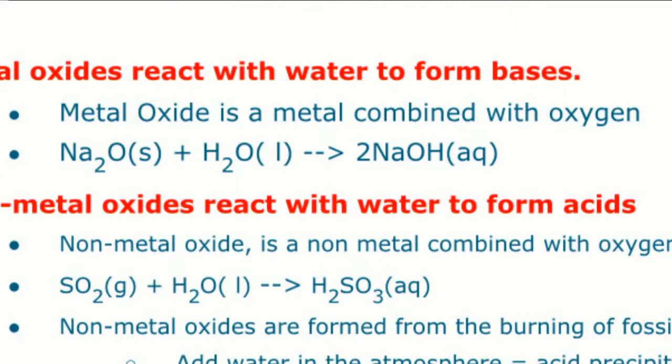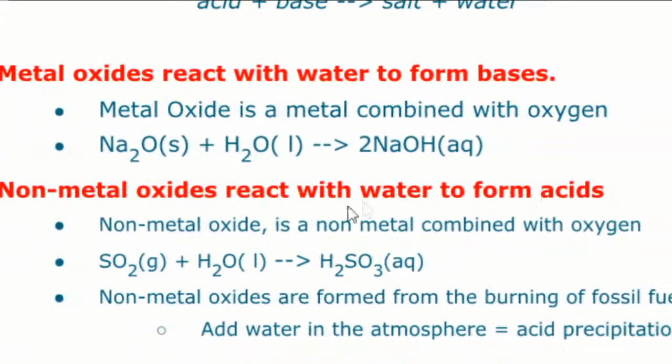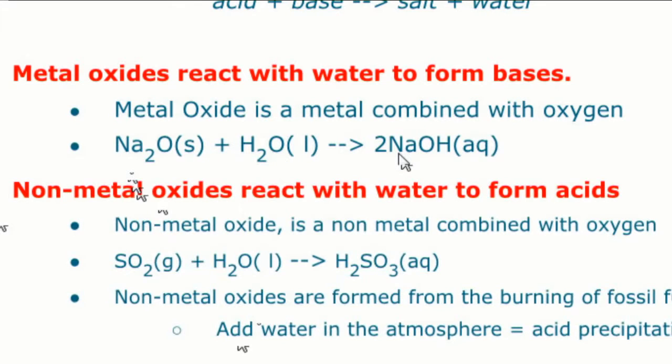The second type of reaction you need to know is called a metal oxide reaction. So a metal oxide is exactly what it sounds like. It is a metal combined with oxygen. So if I have sodium, Na, combined with oxygen, Na2O is what the compound looks like, and I react it with water, it produces a base.